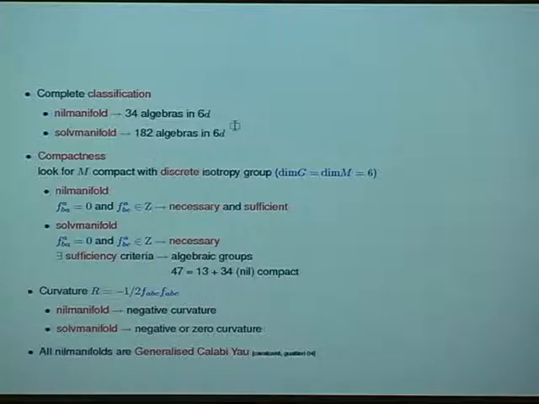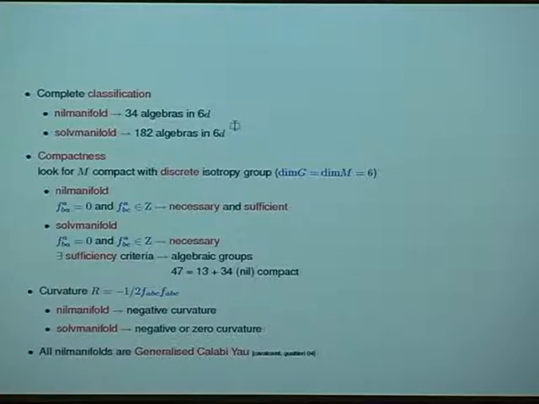For solvmanifolds, it is less easy because those two conditions are only necessary. But luckily enough, there are sufficiency criteria, and we picked one given by Saito, which applies only to algebraic groups. Going through the list of all the solvable algebras, we found 13 truly compact solvable groups, plus, of course, the 34 nilpotent, which are a special case of solvable algebras. The curvature of those manifolds can be computed easily from the structure constants. For the nilmanifolds, we can see that they're all of negative curvature, while for solvmanifolds, they can be either negative or 0 curvature.